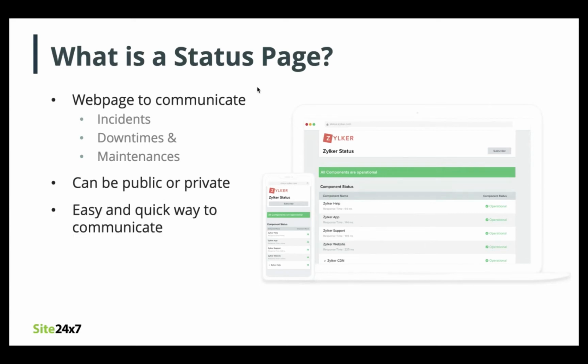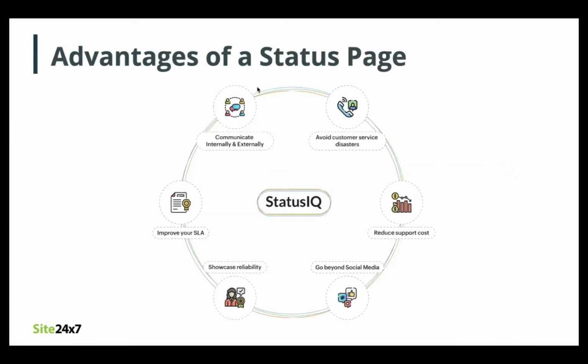Status pages are an easy and quick way to communicate the current status of your service with both your customers and employees, ensuring quick resolution of issues and avoiding bad customer relations. So now that we know what a status page exactly is, what is the advantage of having one? So in this slide, we have listed down 6 major advantages of having a status page. Going forward in the next slides, we'll be looking at each of these points in more detail.